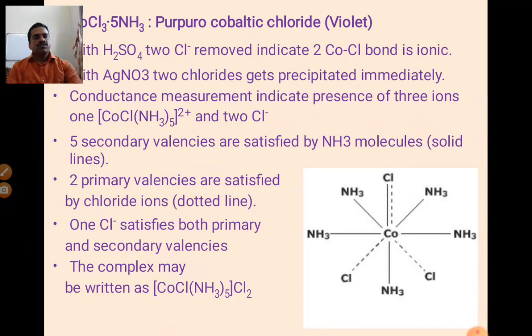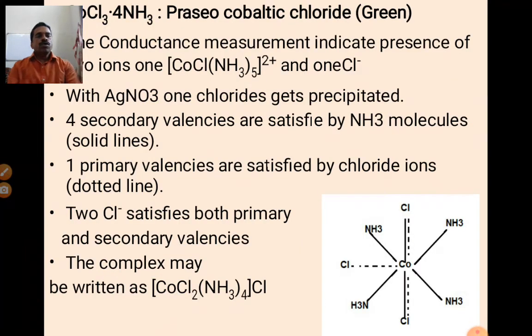The third complex, having general formula CoCl3·4NH3, was named praseo-cobaltic chloride and is green in color. Its molar conductance indicates presence of 2 ions. One is the coordination sphere and one is a chloride ion. On treatment with silver nitrate, only one chloride gets precipitated, which indicates that there is only one ionizable chloride ion.